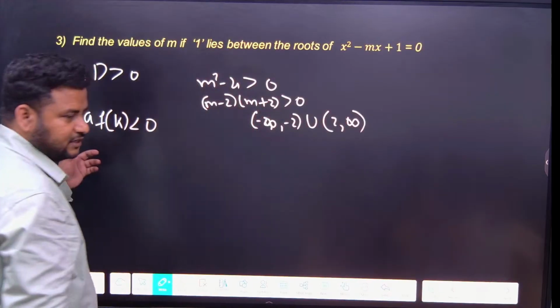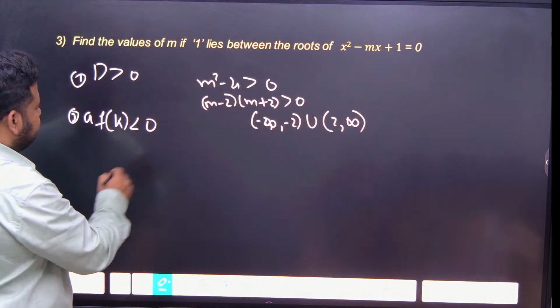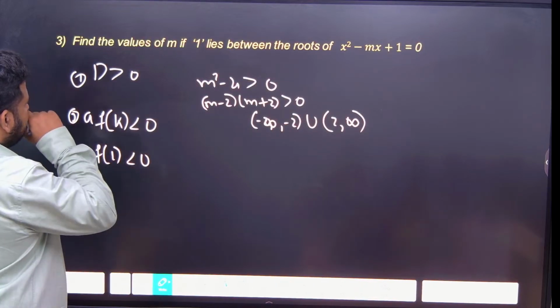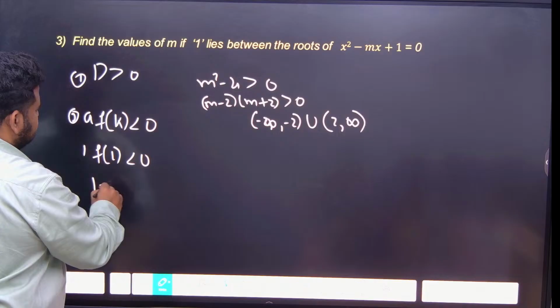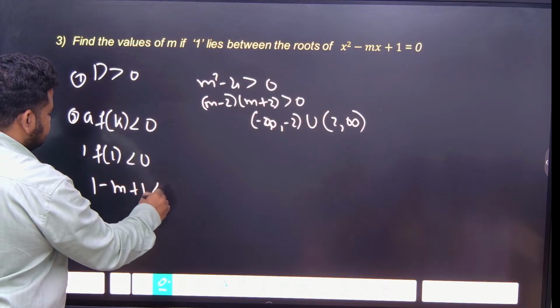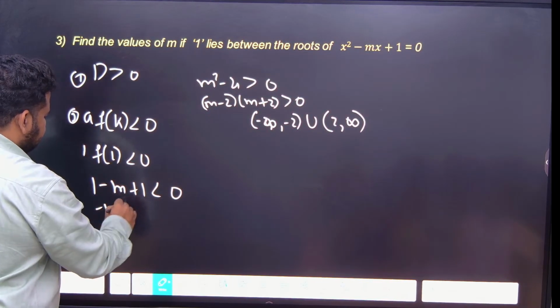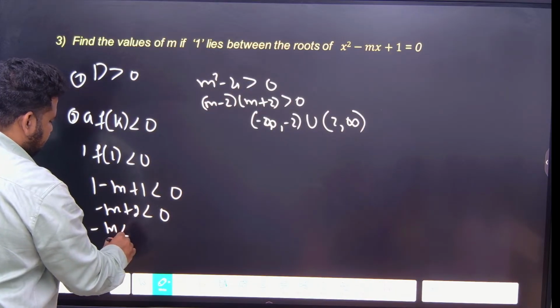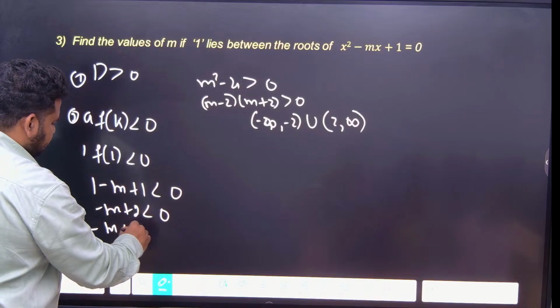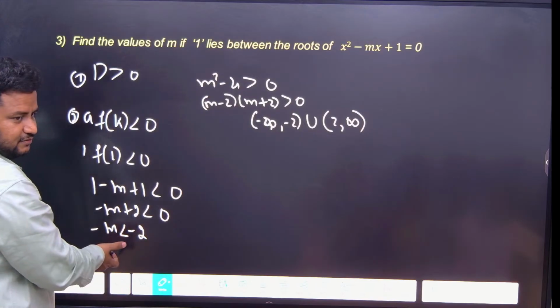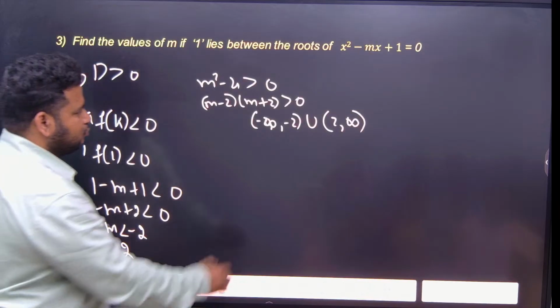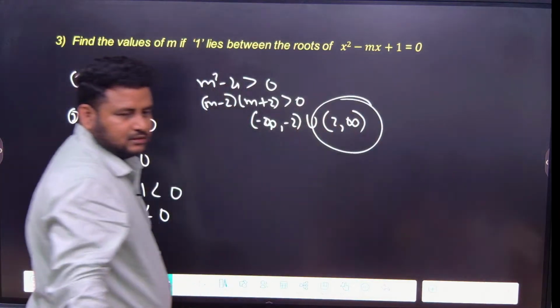Now let us have a look at this. a is 1, and f of 1 should be less than 0. F of 1 means 1 minus m plus 1 is less than 0. So minus m plus 2 is less than 0. Minus m is less than minus 2, and if I change the sign, m will be greater than 2. Greater than 2 means I have to go for this one.